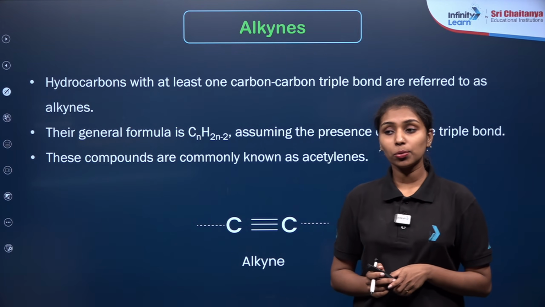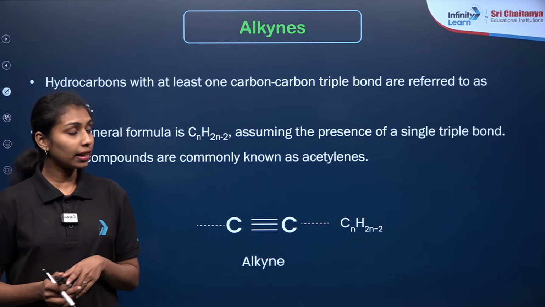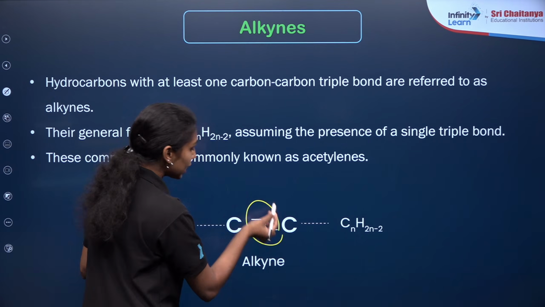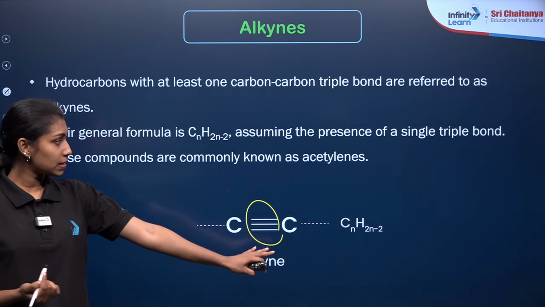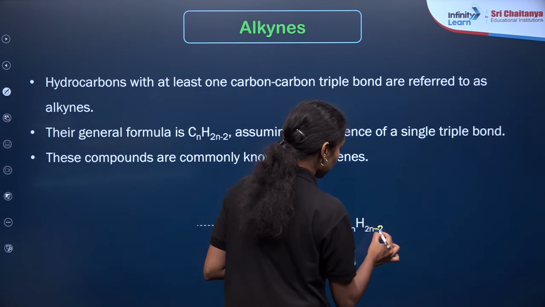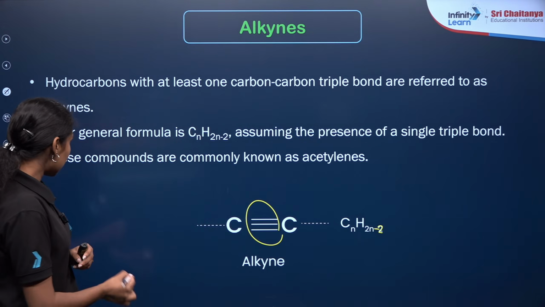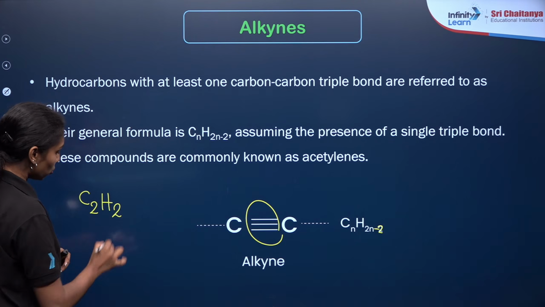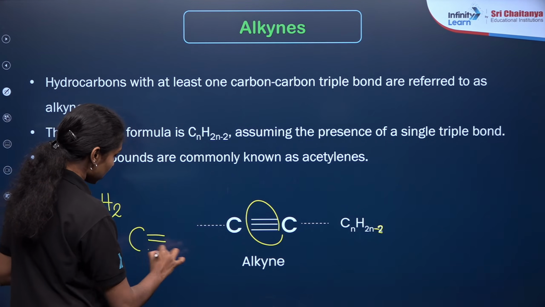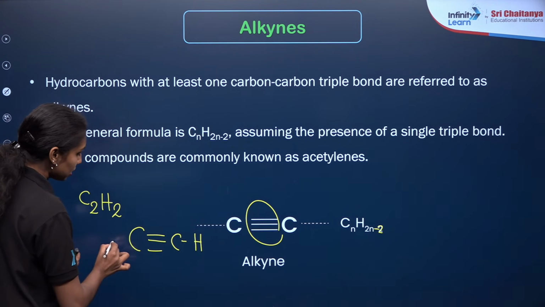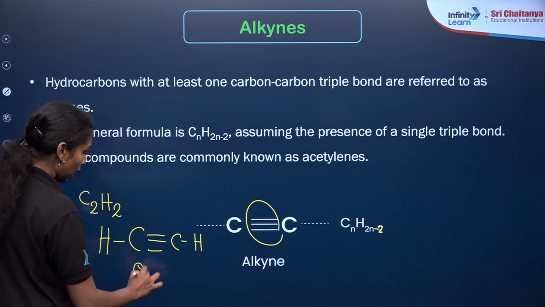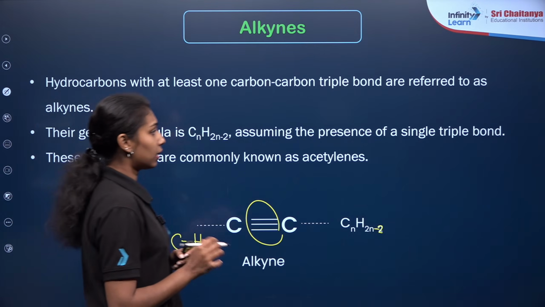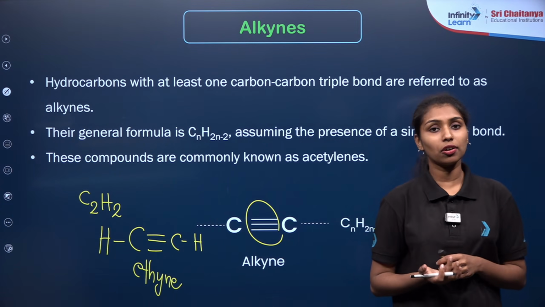Now the last type of compound is the alkynes, right? Alkynes means they contain triple bonds. So their general formula will be CnH2n minus 2, which means that if you take C2 here, the first compound will be C2H2, or it will be written as C triple bond C H H. So this is the simplest alkyne compound known as ethyne, or their common name is acetylene. Is that clear? So this is the basic introduction to hydrocarbons.